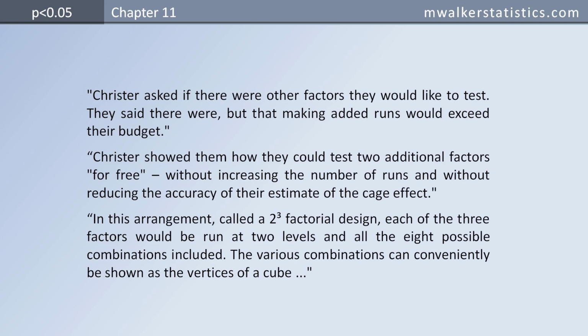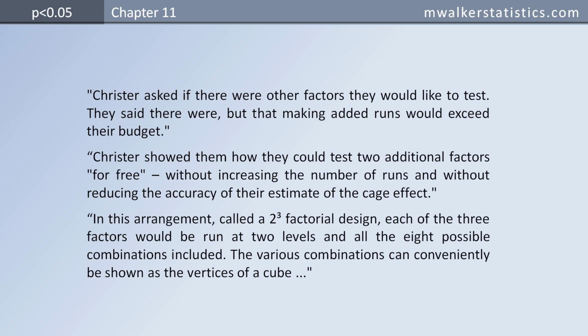Krister asked if there were other factors they would like to test. They said there were, but that making added runs would exceed their budget. Krister showed them how they could test 2 additional factors for free without increasing the number of runs and without reducing the accuracy of their estimate of the cage effect.